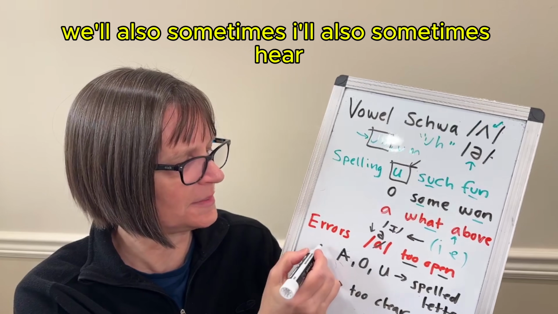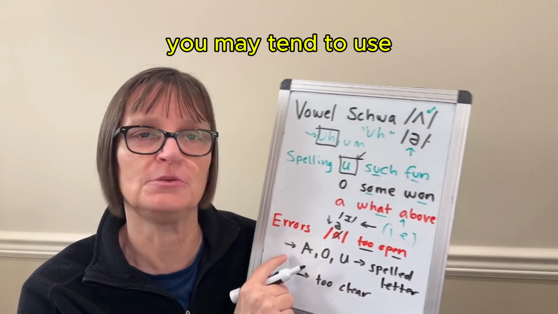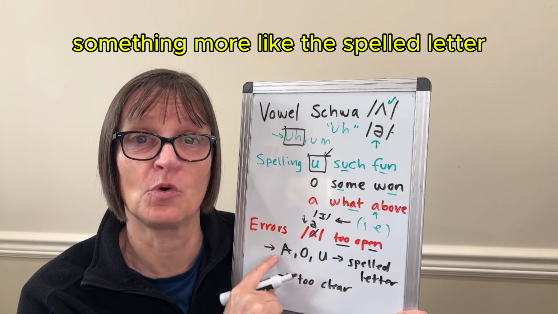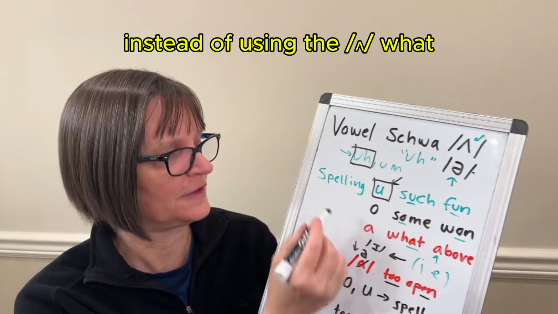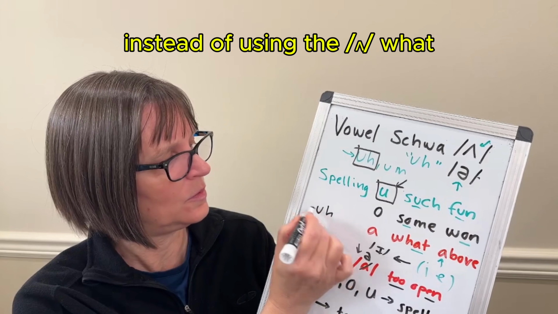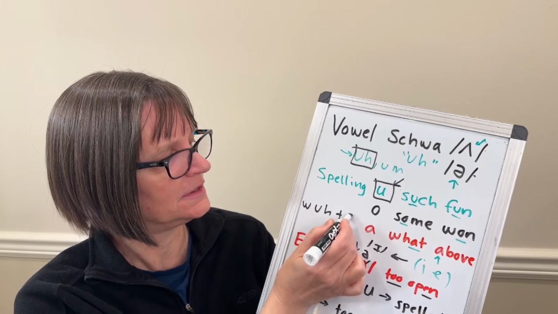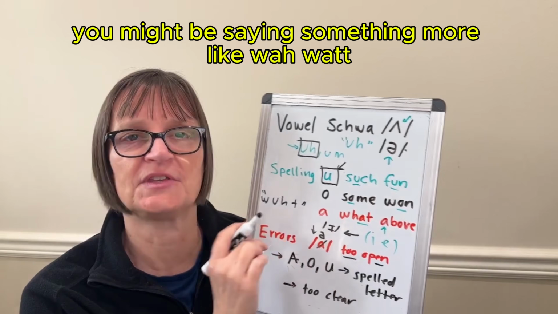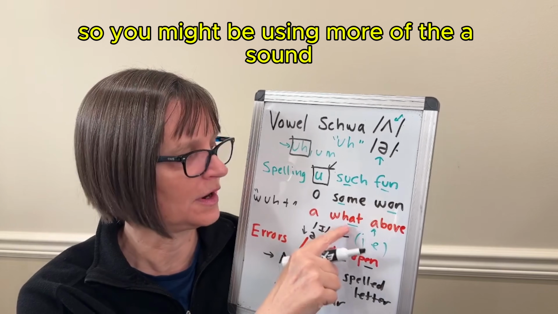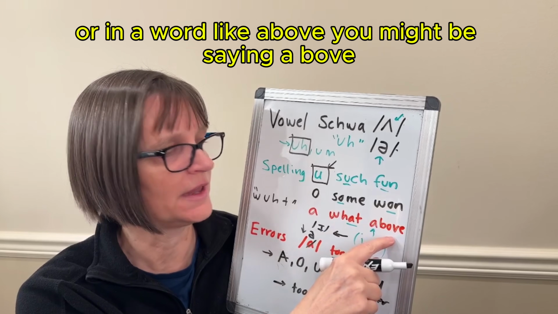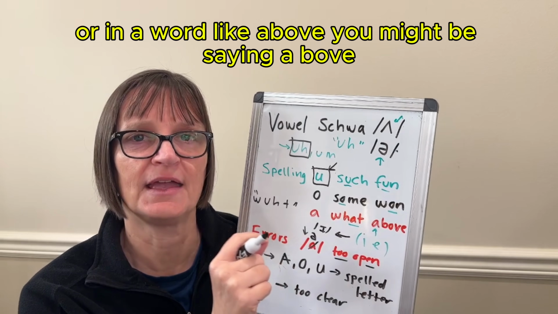I'll also sometimes hear you may tend to use something more like the spelled letter. So when you see a word like what, instead of using the uh pronunciation, you might be saying something more like wat. So you might be using more of the A sound. Or in a word like above, you might be saying abuv.